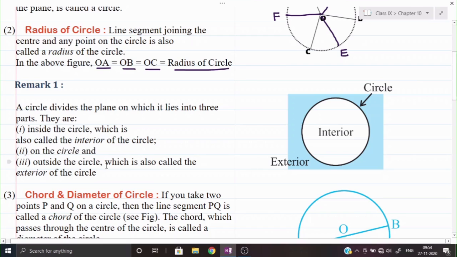On the circle. And the third one is outside the circle. Suppose, what is a plane actually? A plane is a rectilinear figure. You can suppose it as a rectangle. Now suppose that we have one rectangle. You can consider that blue rectangle figure. If you keep a circle on it, then the circle is basically dividing the rectangle into three parts.